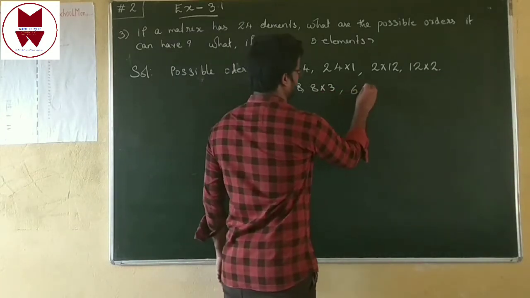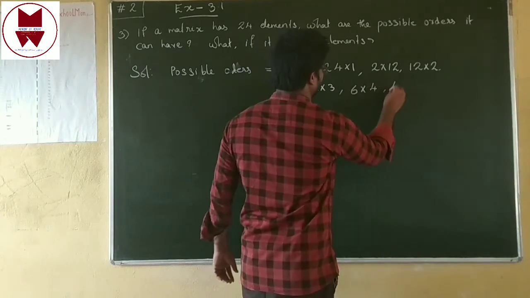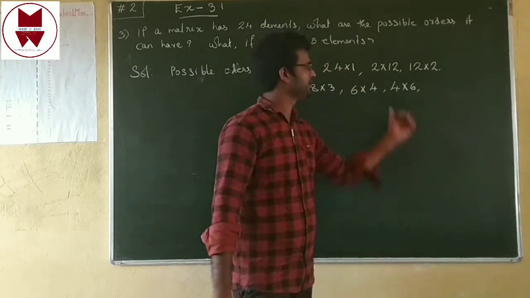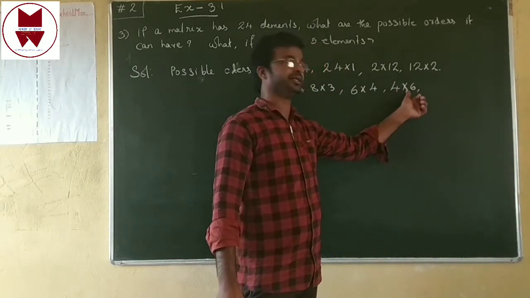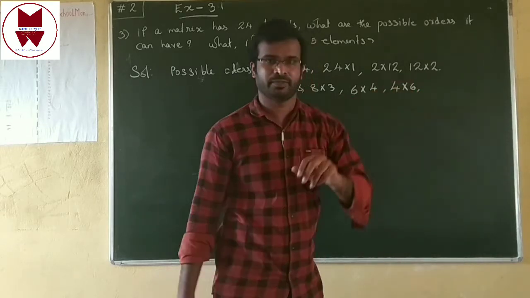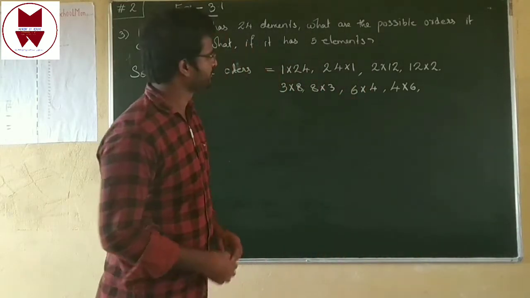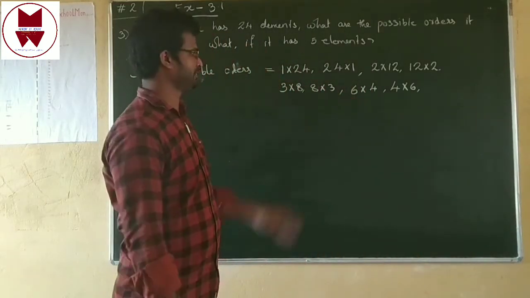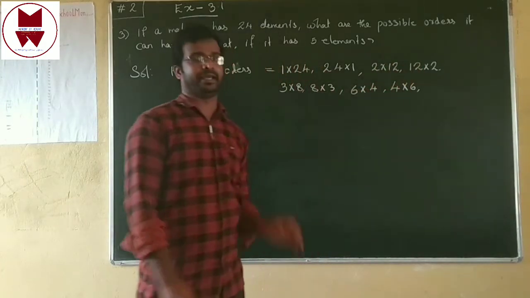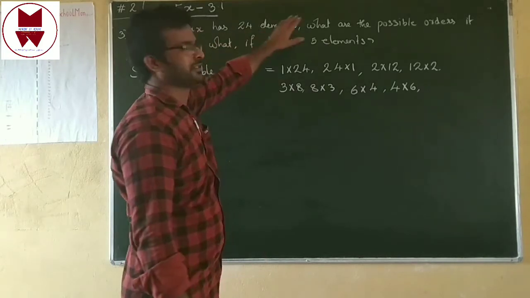Then 6 by 4 and 4 by 6. When you say order, we use "by" for the multiplication symbol, so we read it as 4 by 6. Then anything possible? Nothing is there. With this much, isn't it? Then 1, 2, 3, 4, 5, 6, 7, 8. 8 possible orders if the matrix has 24 elements.